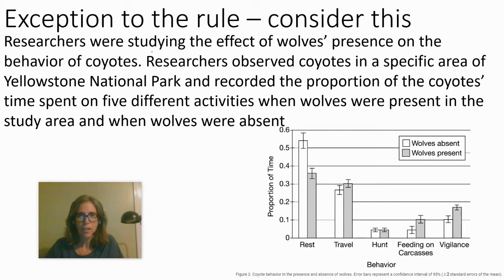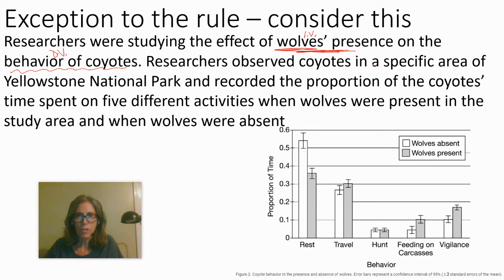Researchers were studying the effects of wolves' presence on the behavior of coyotes. So they wanted to know something about how wolves' presence affected the behavior. So behavior must be something that you're measuring. The thing that you measure is the dependent variable. And whether the wolves were present or not is what you know ahead of time, the independent variable.